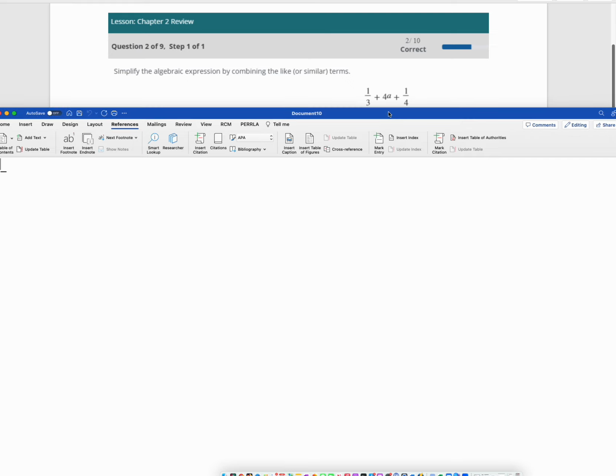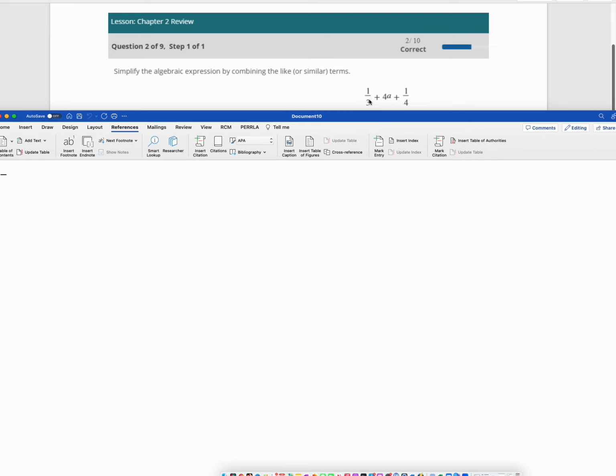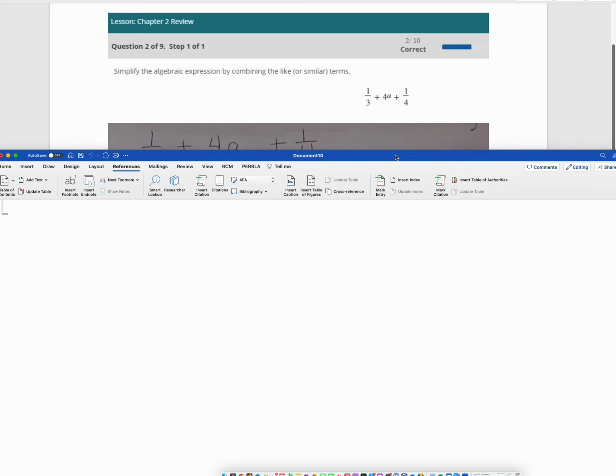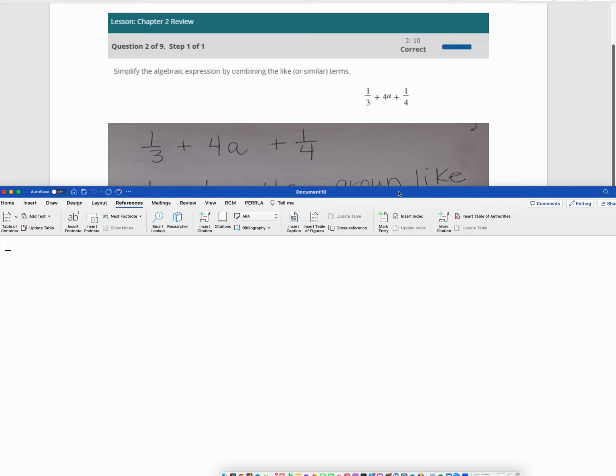So right away when we look at this, we know that this 4a is not a like term with the 1/3 and 1/4. So these two are just numbers, and this is 4a, so that has a variable in there. So we're going to group together 1/3 plus 1/4.